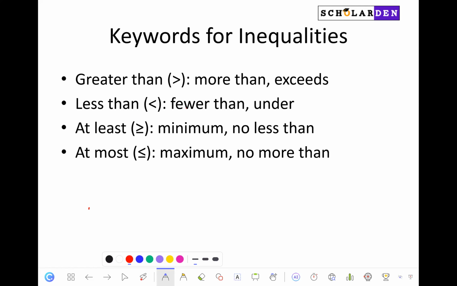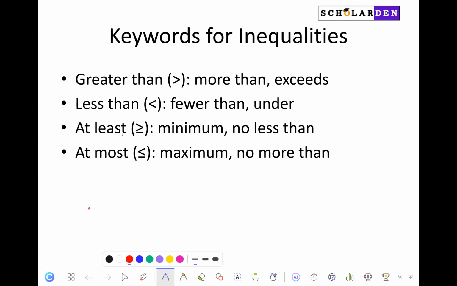So less than is again fewer than or is under a certain threshold. So the sum of A and B always results in a quantity under this value, or less than this value, or fewer than this value. So this indicates an inequality as well.